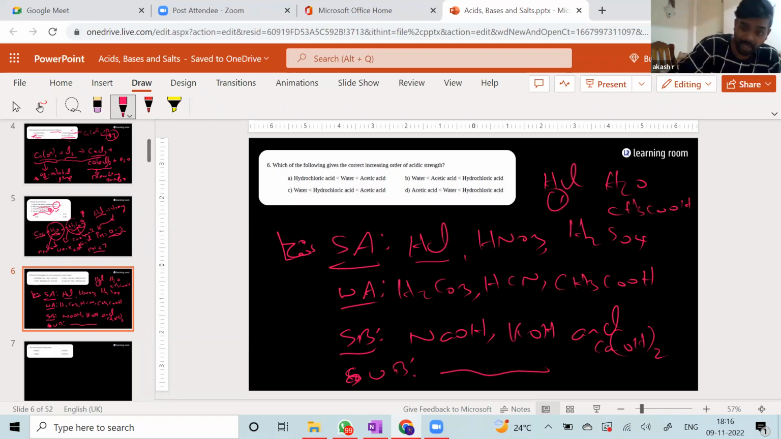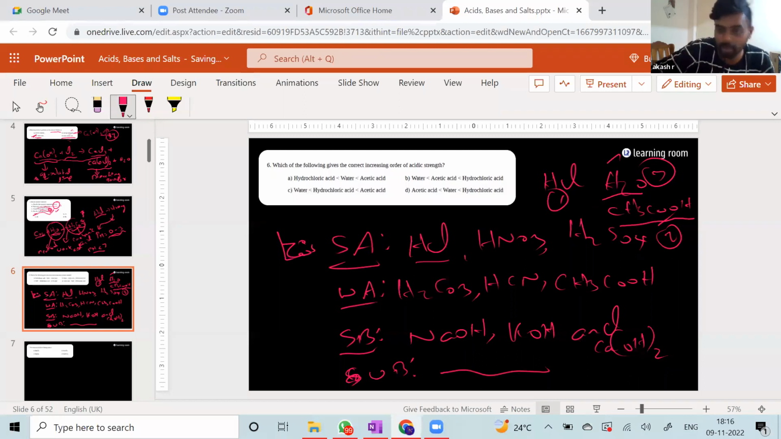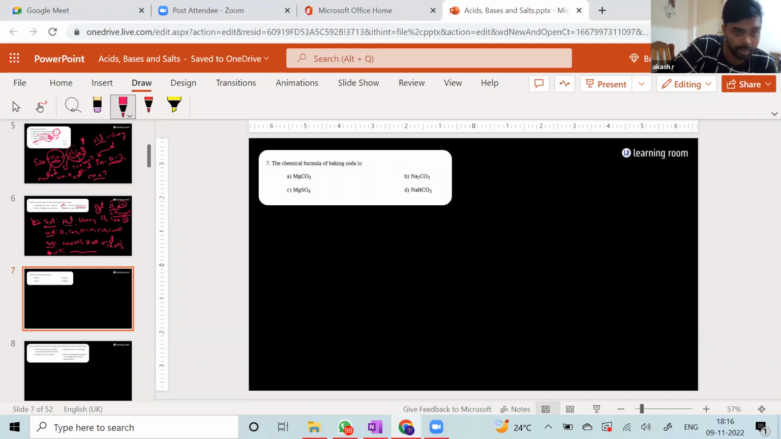All right. Next, we have water and CH3COOH. Now, water I know is neutral. CH3COOH is a weak acid, but still it is acidic in nature. So obviously, the second rank goes to CH3COOH, and the least acidic is going to be H2O. So water should be the least and HCl should be the greatest. So B is the answer to this question. Okay. I hope everybody got it. Moving on.